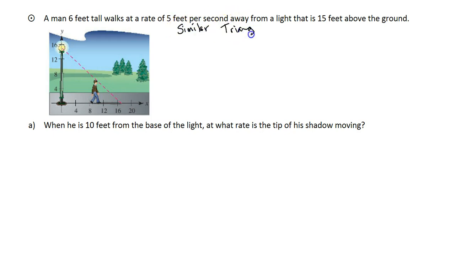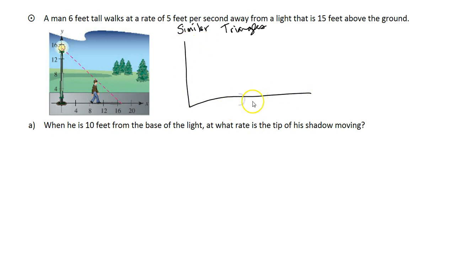So you can see that you've got the small triangle here formed by the man and the point where his shadow is, and you've got the larger triangle formed here by the light post and the point of the shadow. So this is a similar triangle, and we do have sides in proportion here. So let's fill in what we know so far.